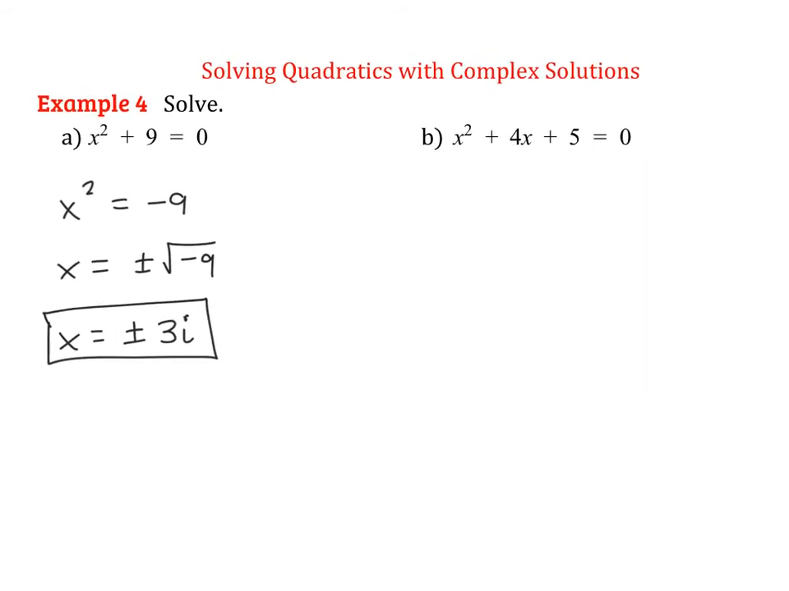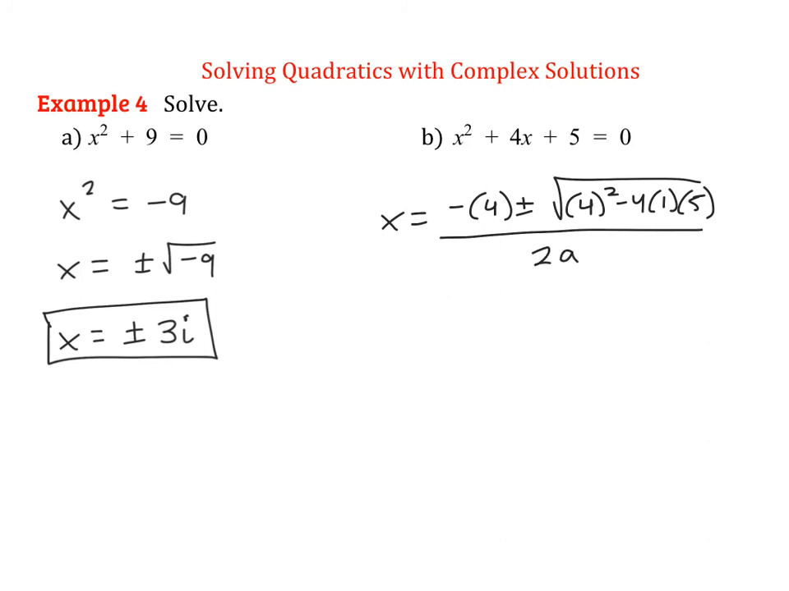Okay, for this next one, hopefully you see that we can't factor this, so we should try a different approach. So I'm going to do the quadratic formula. So let's substitute our values. So here, if I simplify more, I have negative 4 plus or minus the square root of 16 minus 20, so I have negative 4. And I forgot to substitute here, 2 times 1.